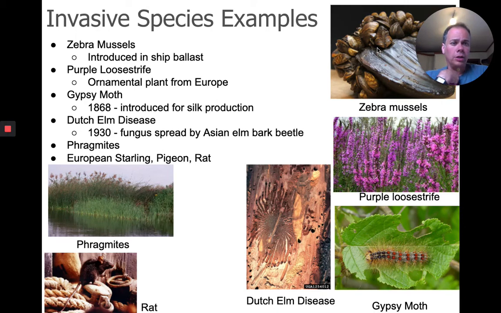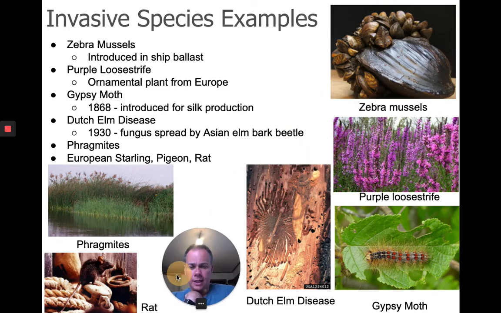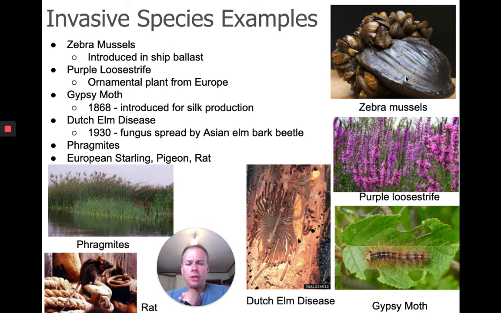They're small little mollusks. They came in the ballast water of ships coming across the oceans, and they clog intake pipes. They outcompete native mussels that should be living in our streams and our lakes and so forth. This is purple loosestrife. It's actually a pretty flower, and it was brought to the United States as a landscaping plant, but has escaped and has completely dominated some marshy areas.